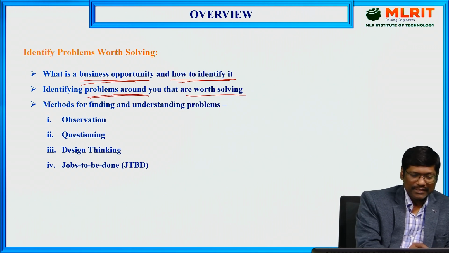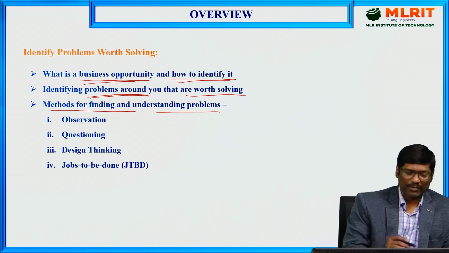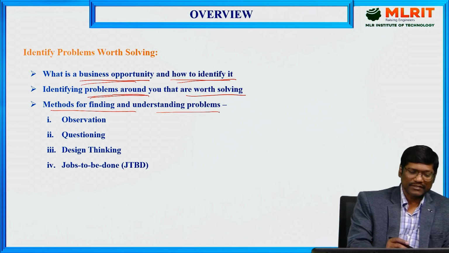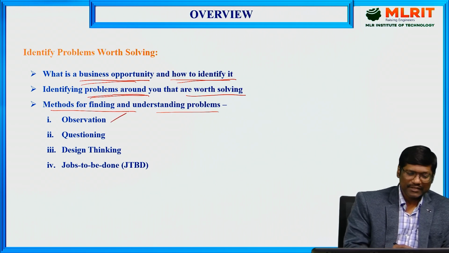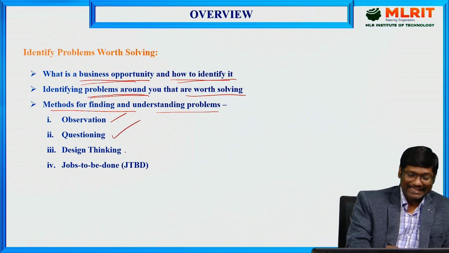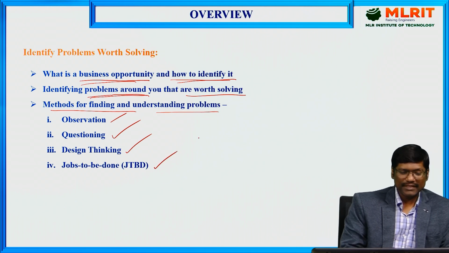And also we'll see methods for finding and understanding problems. There are a few methods that were suggested here. One is observation, the second one is questioning, the third one is design thinking, and the fourth one is jobs to be done. So we will see these four methods.